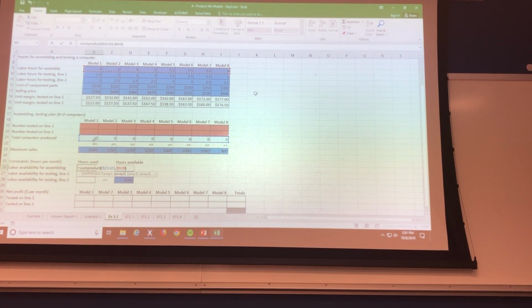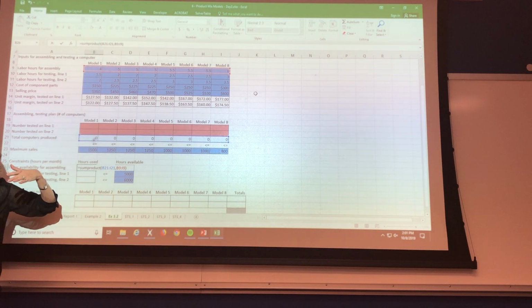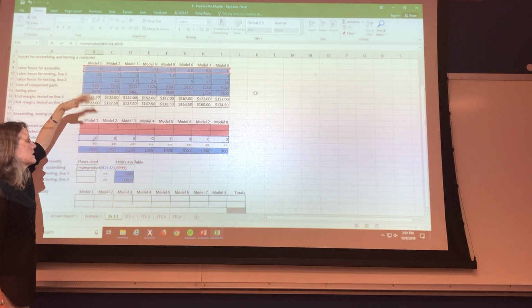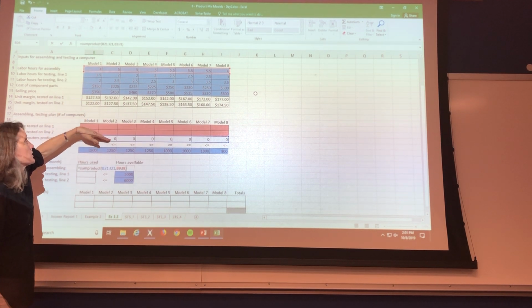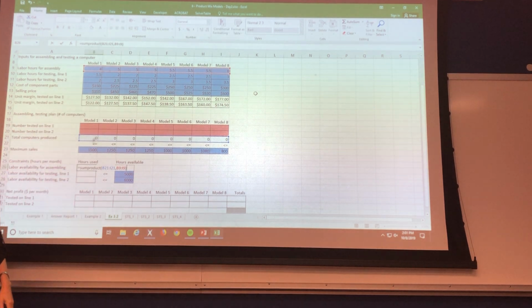Okay, so it is the sum product of, so in other words, here's the thing. All the computers go through the assembly process, so that's why you're using this row that has the total computers produced, because they all go through assembly. For every one of these, we produced 4 hours, plus however many Model 2s times 5 hours, plus how many Model 3s times, you know, so that's how many assembly hours we used.